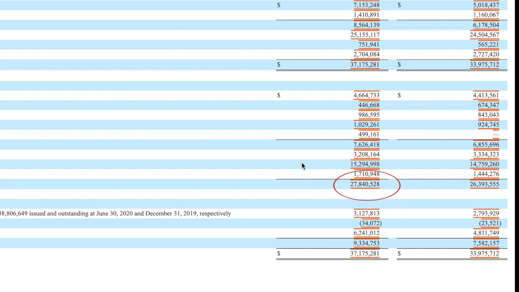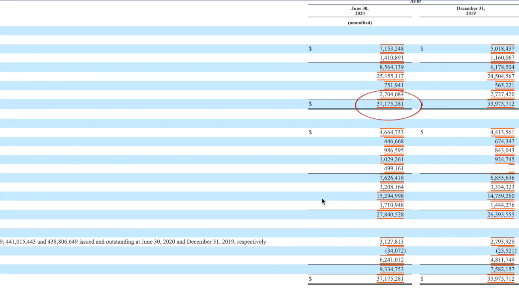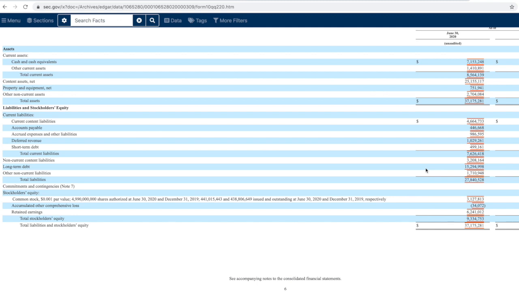Netflix has total liabilities of around $28 billion. This is a lot smaller than their $38 billion in assets, which is a really good sign for their financial strength. In general, you don't want to be investing in companies that have more liabilities than assets, because this means that they are in a poor financial situation and could potentially go bankrupt.